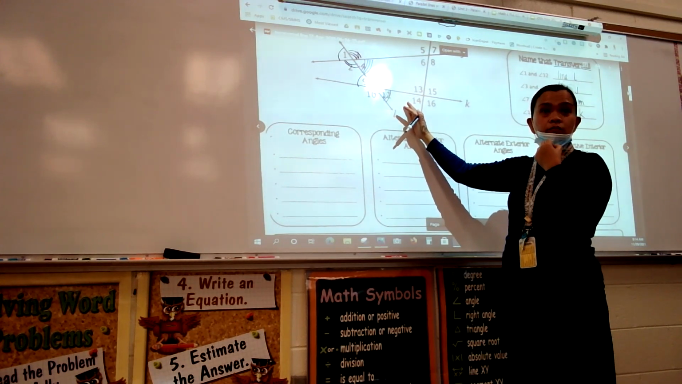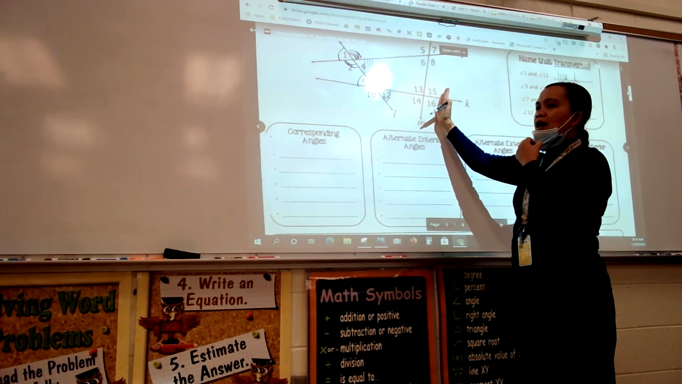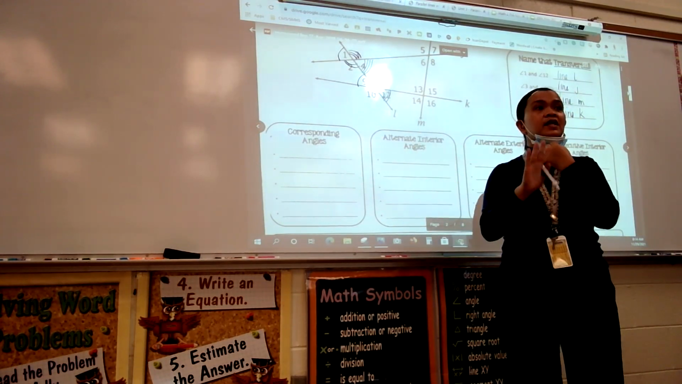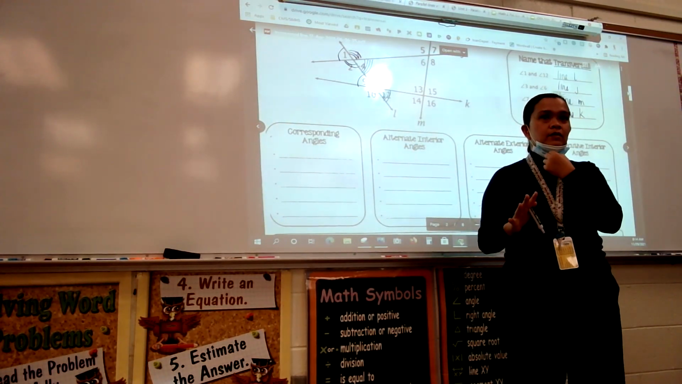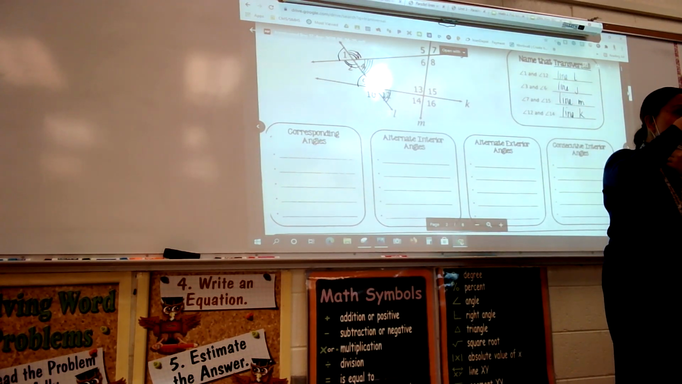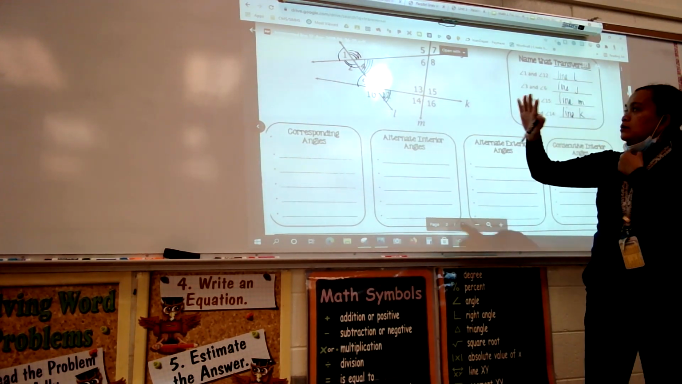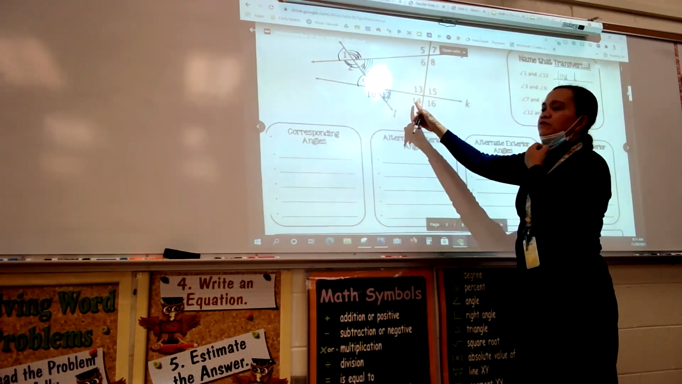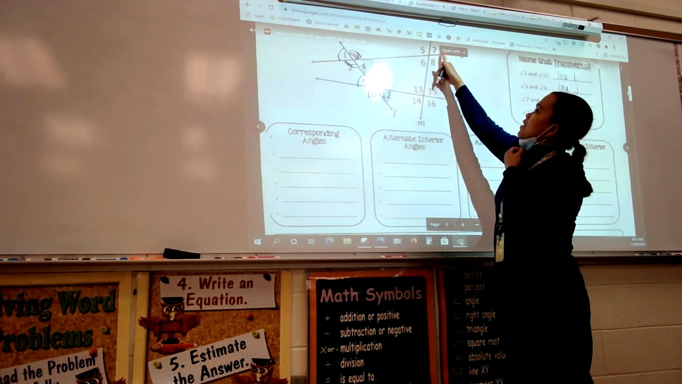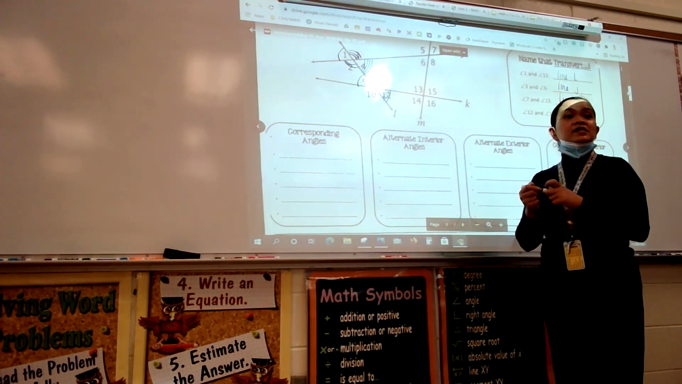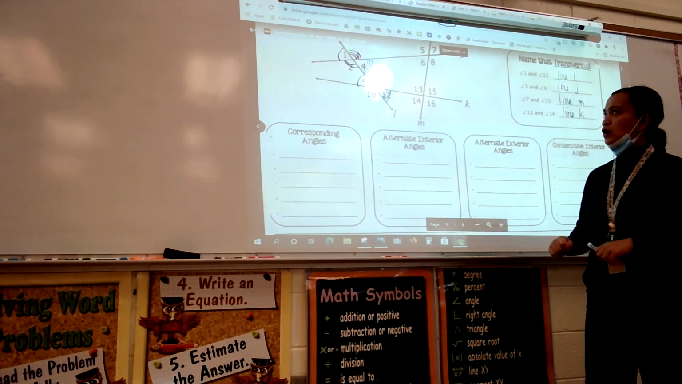Got it? Now, can I find another corresponding angle in line M? Yes, there's a lot. How many pairs? There are 4 pairs again. 5 and 13, 6 and 14, 7 and 15, 8 and 16. So see, there's another 4.